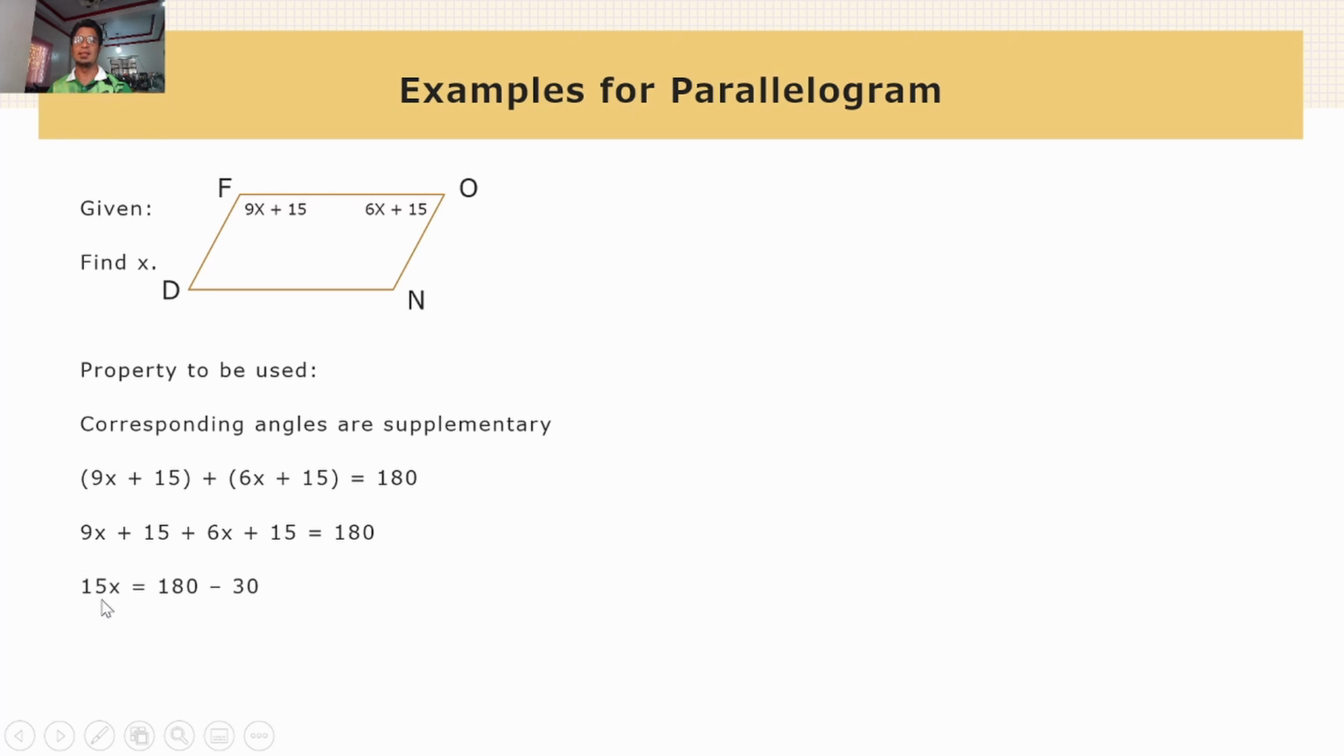So, we will end up with 15x equals 180 minus 30. Where did our minus 30 come from? 15 and 15 is 30. When crossing the equal sign, change the sign. 30 becomes minus. So we will simplify this. 15x is equal to 150. And dividing both sides by 15, we come up with the value of x equal to 10. So what we are looking for, the value of x, since that is the question, is equal to 10.